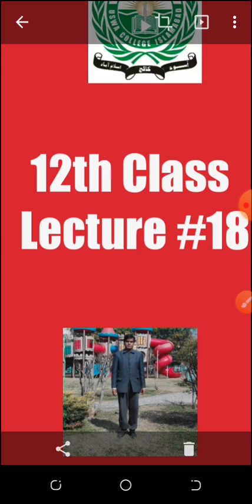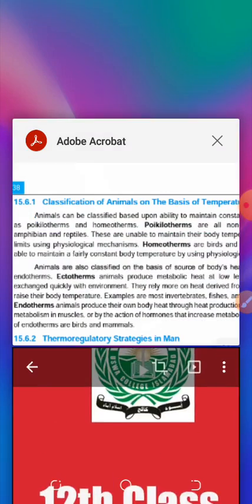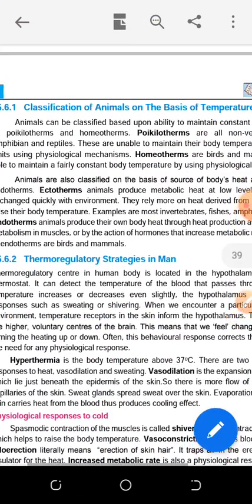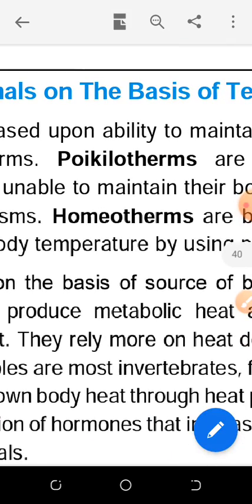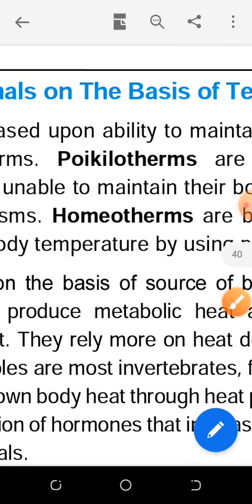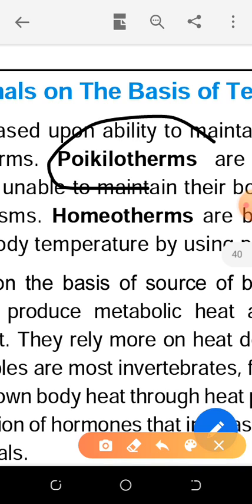Today I will continue the same discussion, but I will tell you the classification of animals on the basis of temperature. There are two groups of animals. One is poikilotherms.